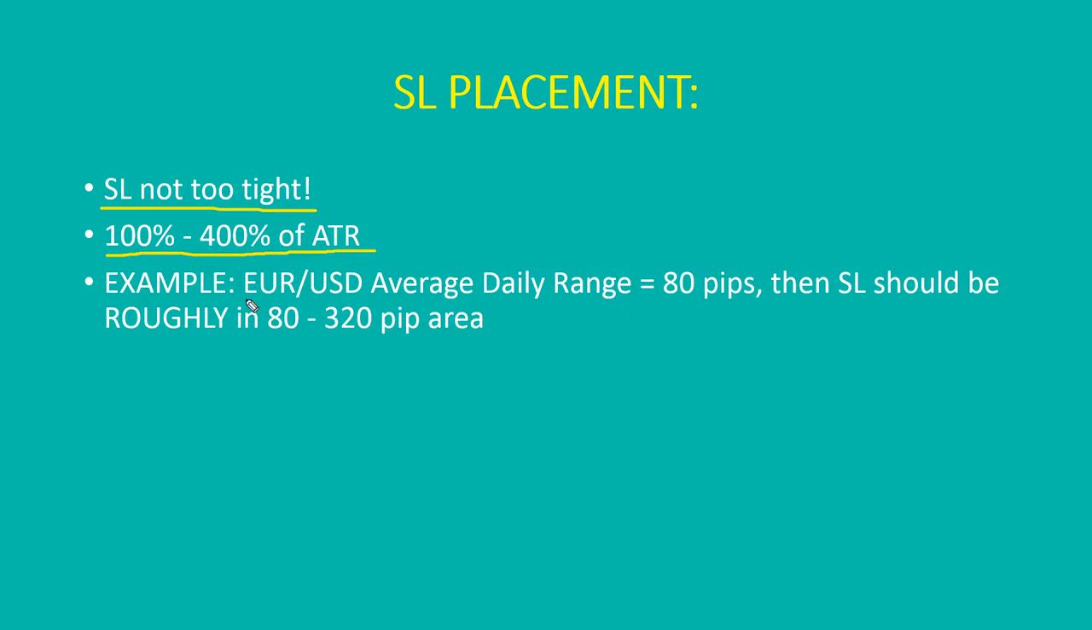So, for example, on the euro dollar, average daily volatility is around 80 pips. Now you already learned how to measure that, right? In some of the previous videos. So with the ATR indicator, you measure that the average volatility on euro is 80 pips, which means then the stop loss should be very roughly within 80 pips to 320 pips. All right, based on this.